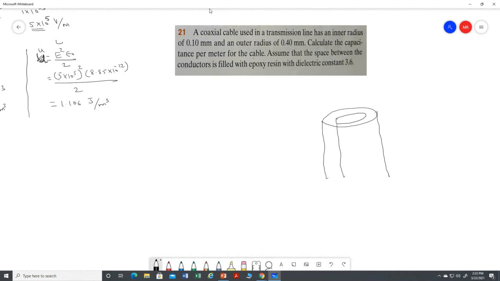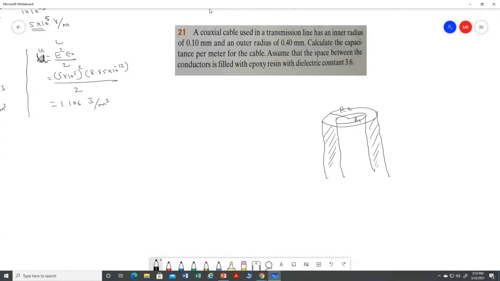So now what is given here? The wire's inner radius is given, so I am going to take the inner radius as R1. What is my outer radius? My outer radius is R2. In between, you are going to keep something. If it is a dielectric, you have to put it in between, because each layer has some charge.